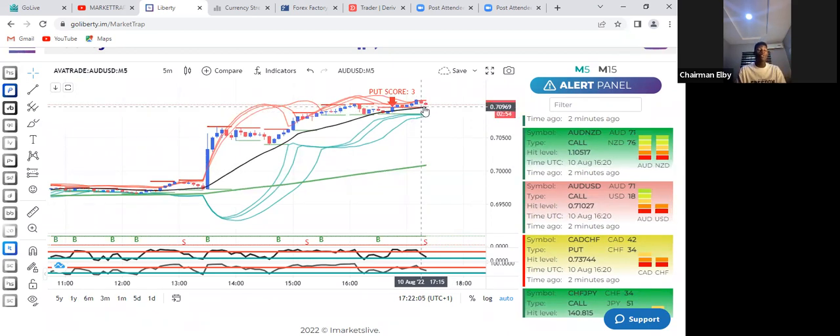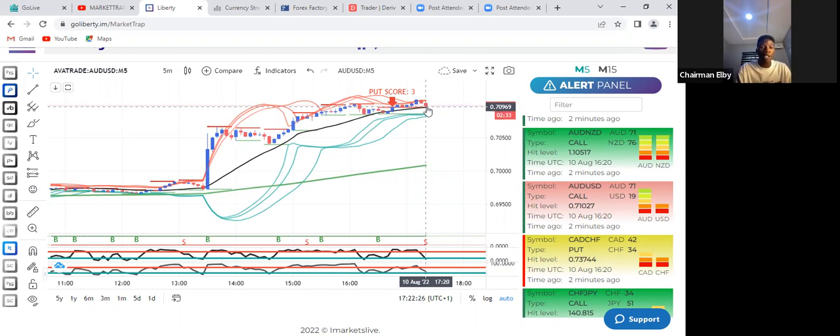And I'm just waiting for it to give me a score. 3 is good, 4 is better, 5 is the best, right? Exactly. So you can still place a trade with a 3 score. Okay.